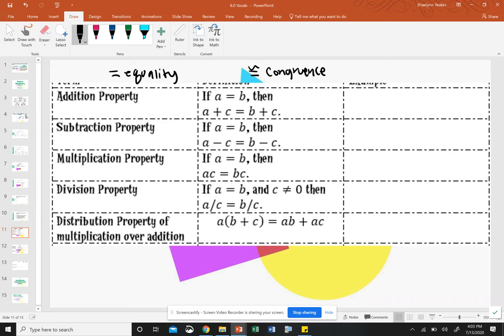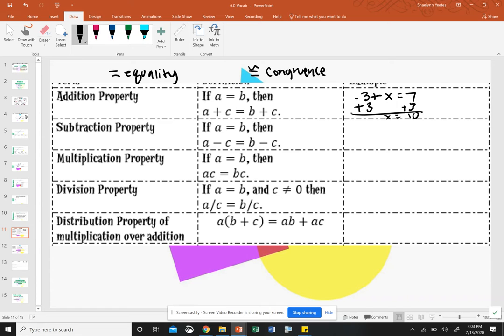So the addition property, if A equals B, then A plus C equals B plus C. So an example of this would be like negative 3 plus X equals 7, then we would add 3 to both sides because that doesn't change the property. This is when we use it. So we would get X equals 10, right?